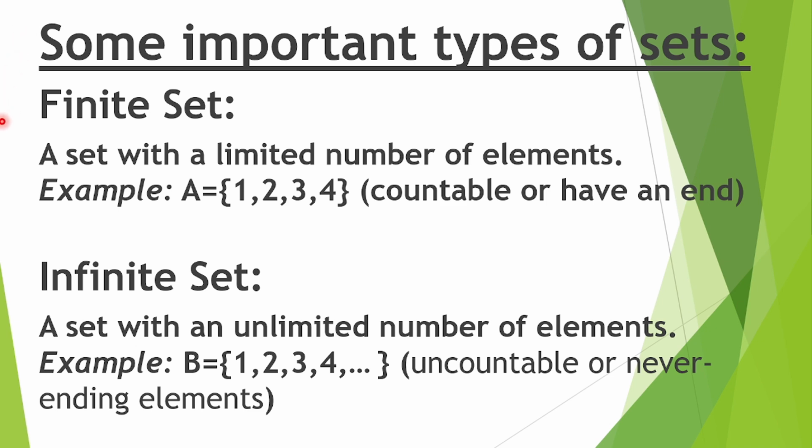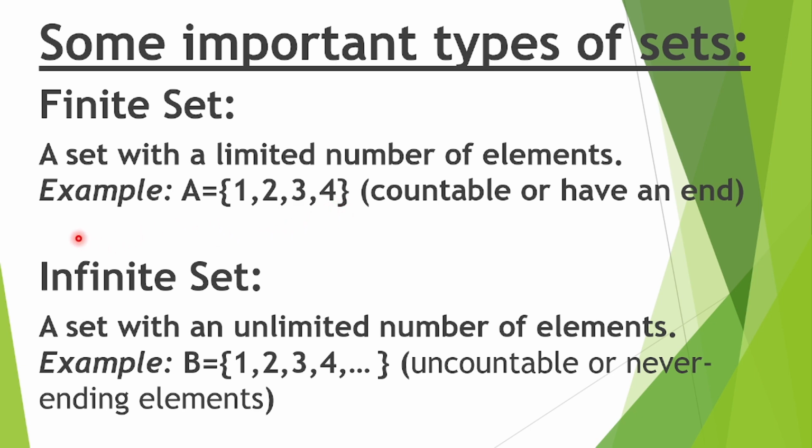The first type of set is the finite set, a set with a limited number of elements. For example, A = {1, 2, 3, 4}. So it is a finite set. There are two identifications of finite sets. The set will be countable and will have a proper end. So it is countable as there are 4 elements and has a proper end, which is 4.